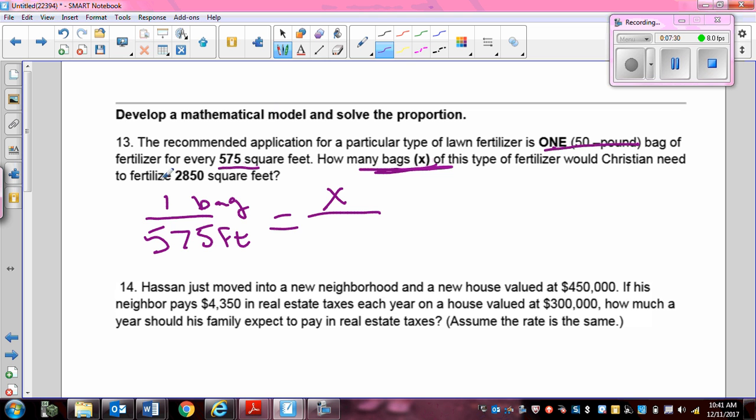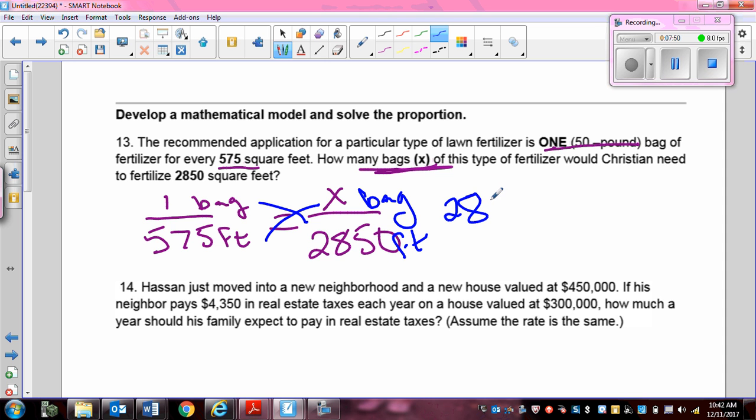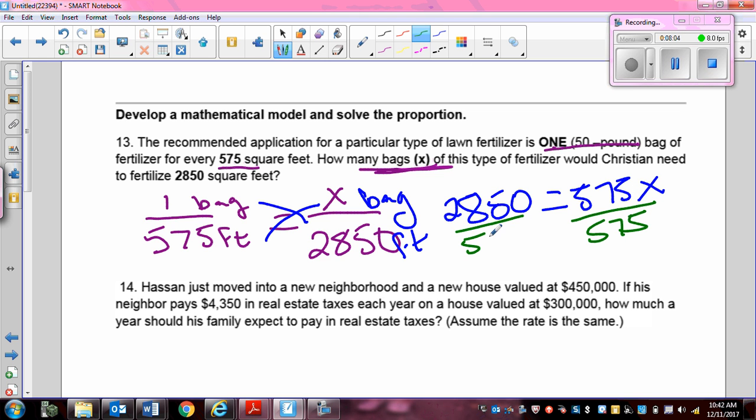Would we need to fertilize 2,850 square feet? This is exactly what your quiz is going to look like. They're going to have proportions like this. 1 times 2,850, so this is feet. So how many bags? 1 times 2,850 is just 2,850. Equals 575 times x is 575x. And then we know that we always divide by whatever is multiplied by your variable. So divide by 575. Divide by 575.